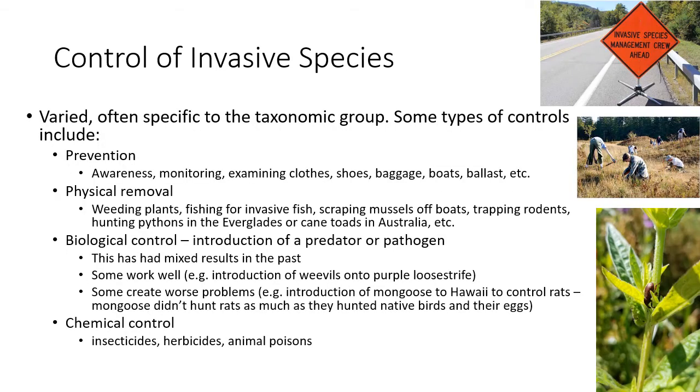So how can we control for invasive species? What are some solutions for invasive species? They are varied, but they're often specific to the taxonomic group that we're looking at, right? If we're trying to control a fungus, that's going to be very different than if we're trying to control a Burmese python, for example. Some types of controls, just in a broad sense, are going to include prevention. So just preventing that species from getting there in the first place. That is what's being shown with this sign up here.